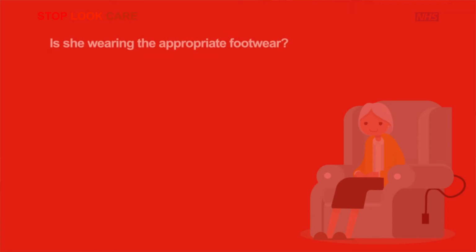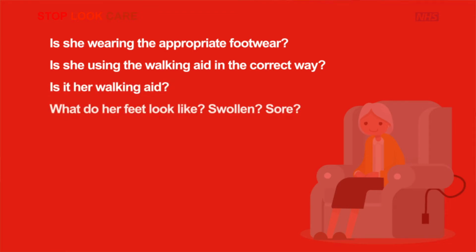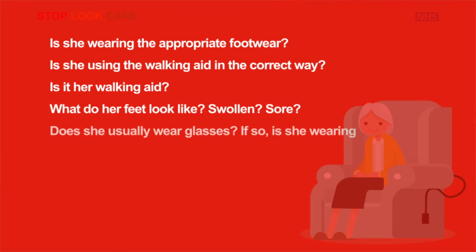Is she wearing the appropriate footwear? Is she using the walking aid in the correct way? Is it her walking aid? What do her feet look like? Swollen? Sore? Does she usually wear glasses? If so, is she wearing them now?